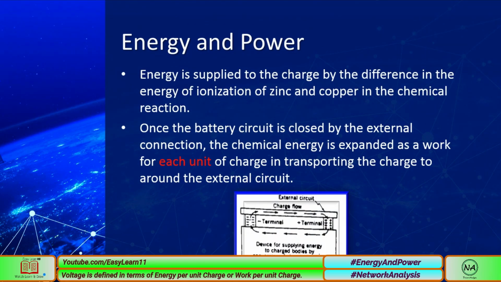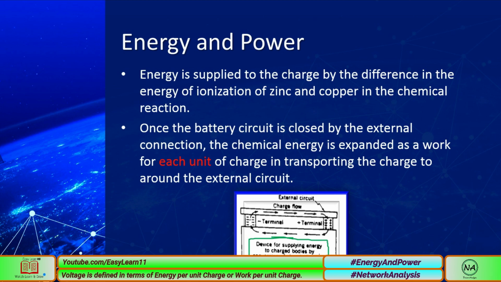So let us consider this first picture diagram here. This is the positive terminal and here is the negative terminal. It is a device for supplying energy to charged bodies by conversion of chemical energy. Here the chemical energy is converted into electrical energy through this process, and there is an external circuitry. This is the same diagram I drew in the previous slide. Energy is supplied to the charge by the difference in the ionization energy of zinc and copper, because they're the two electrodes used, so different types of ions are produced in this structure.